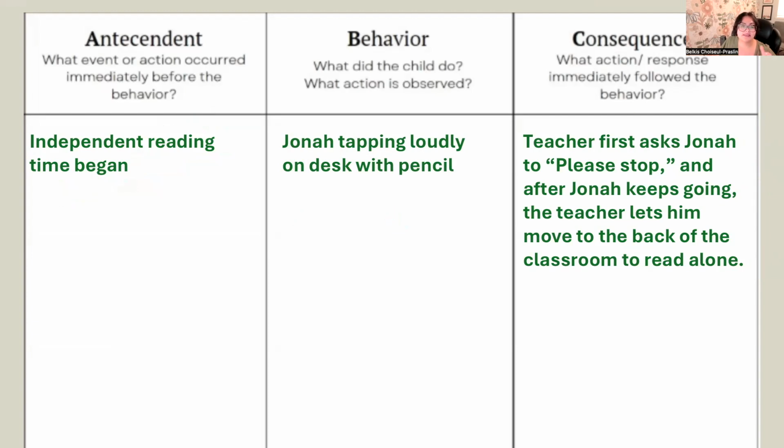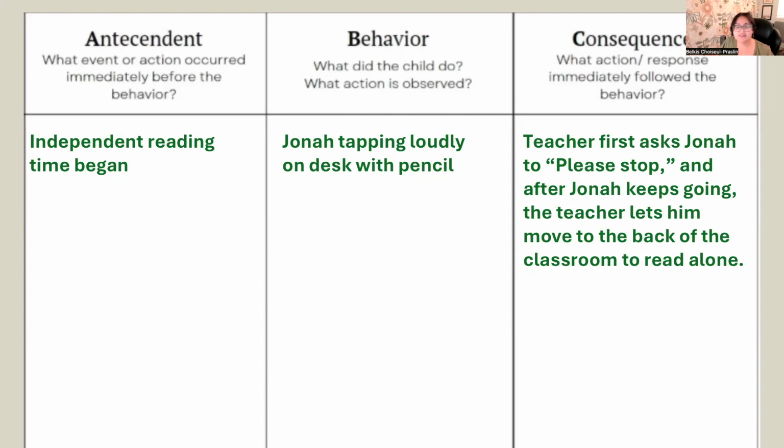Again, for this exercise, we are keeping the definition simple, though we can definitely become more specific and operationally define the behavior far more extensively if needed. Now, the consequence, or what happens immediately after this behavior occurs, is that the teacher first says, please stop. And then after Jonah keeps going, the teacher lets him move to the back of the classroom to read alone.